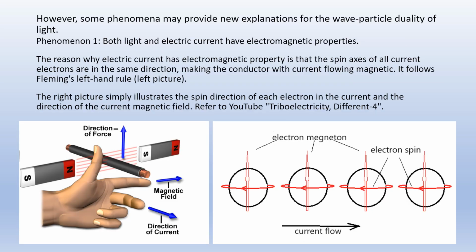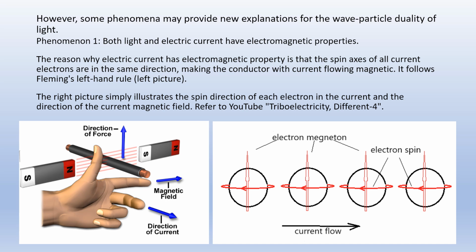However, some phenomena may provide new explanations for the wave-particle duality of light. Phenomenon 1. Both light and electric current have electromagnetic properties. The reason why electric current has electromagnetic property is that the spin axes of all current electrons are in the same direction, making the conductor with current flowing magnetic. It follows Fleming's left-hand rule.